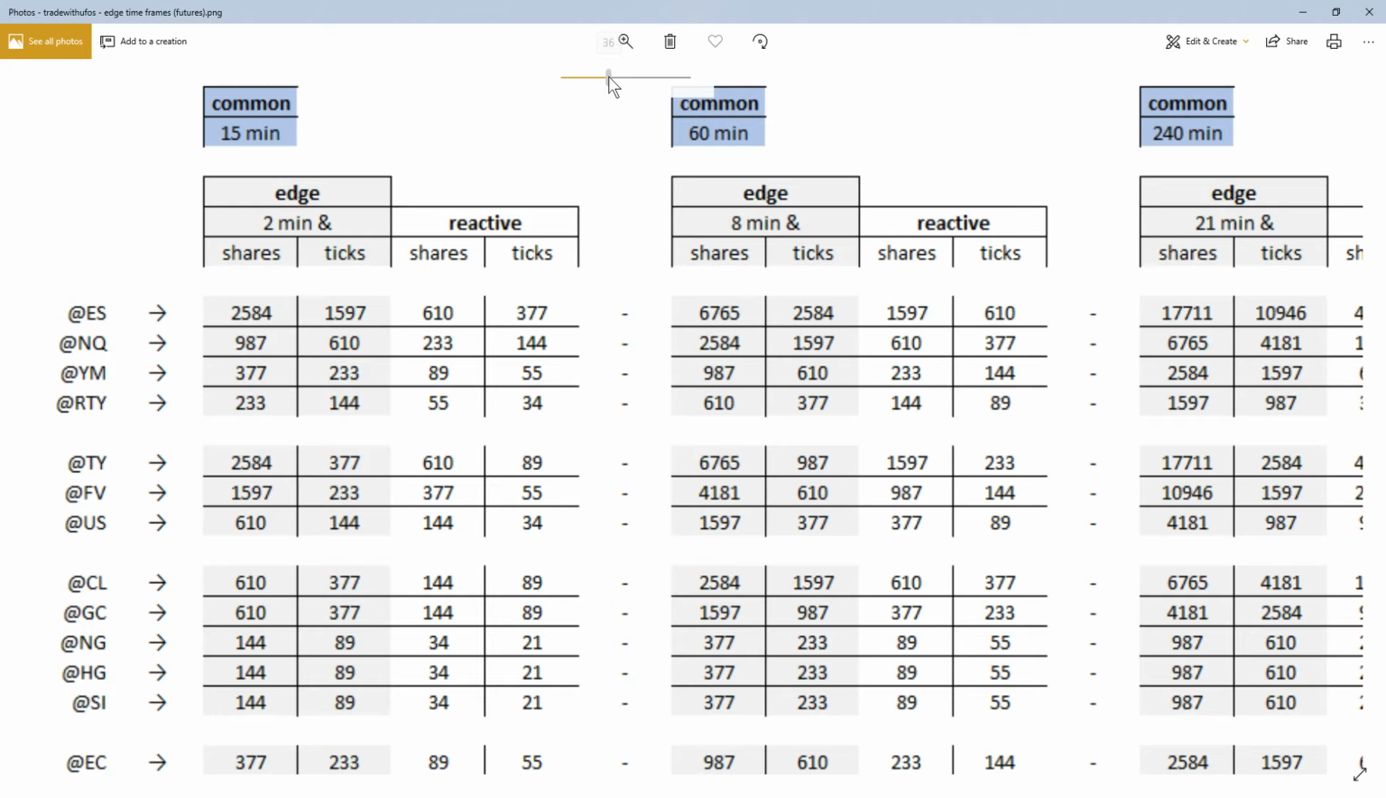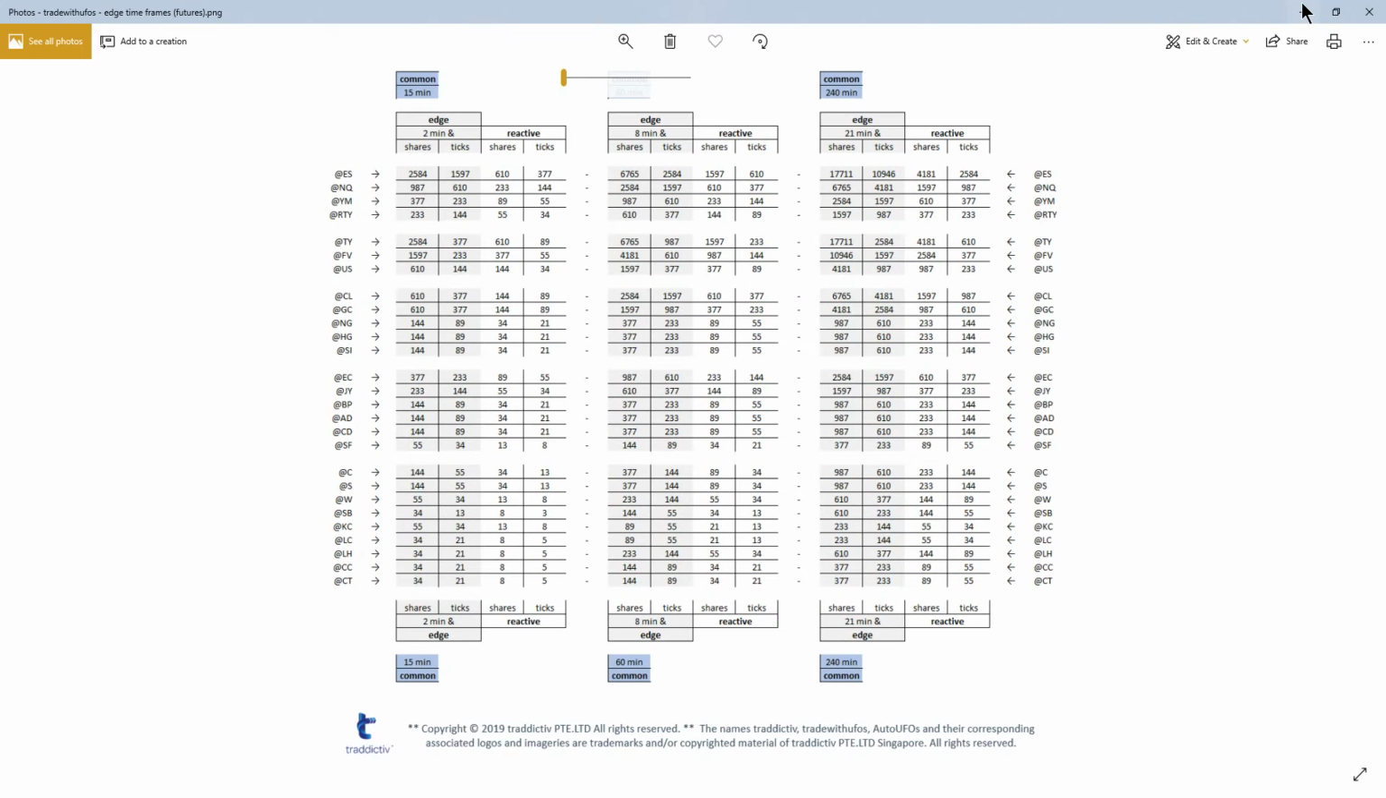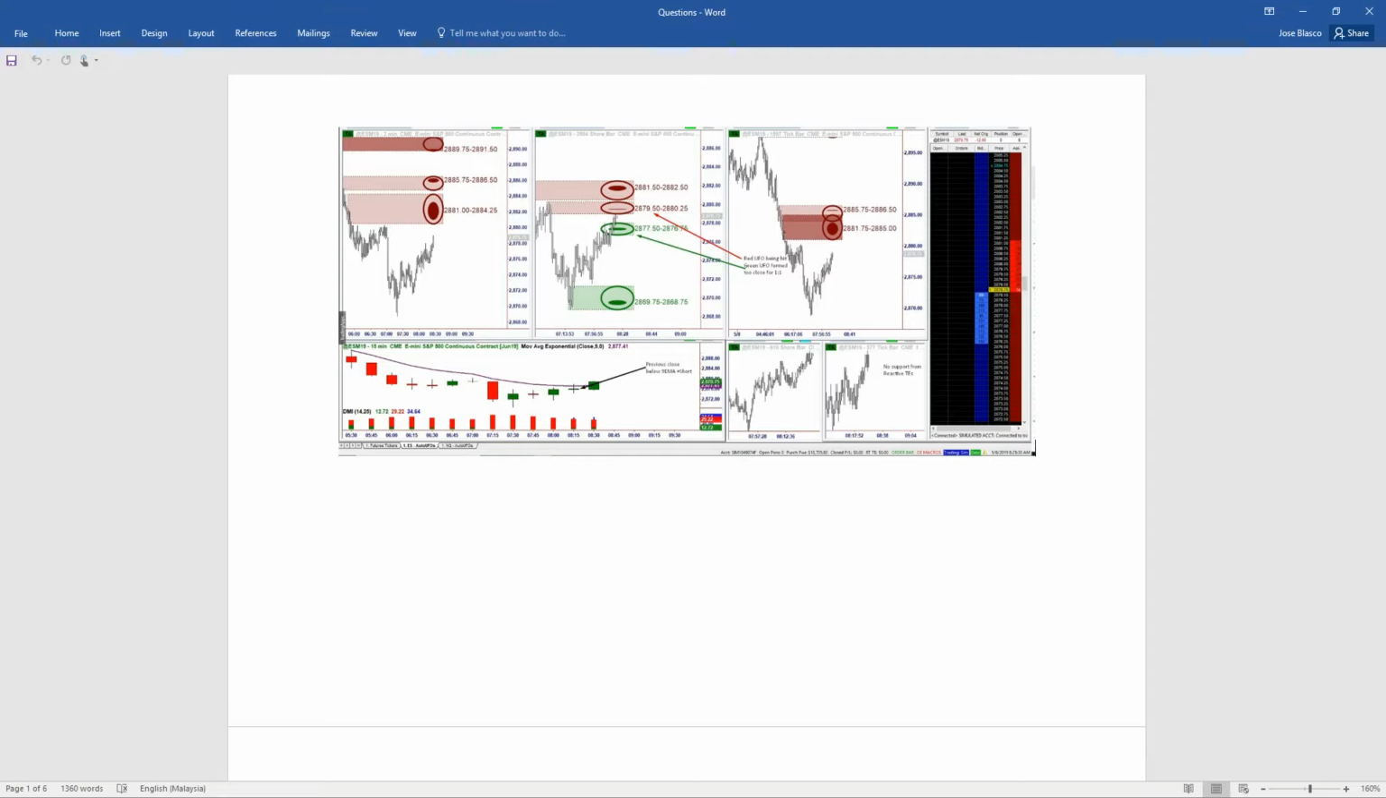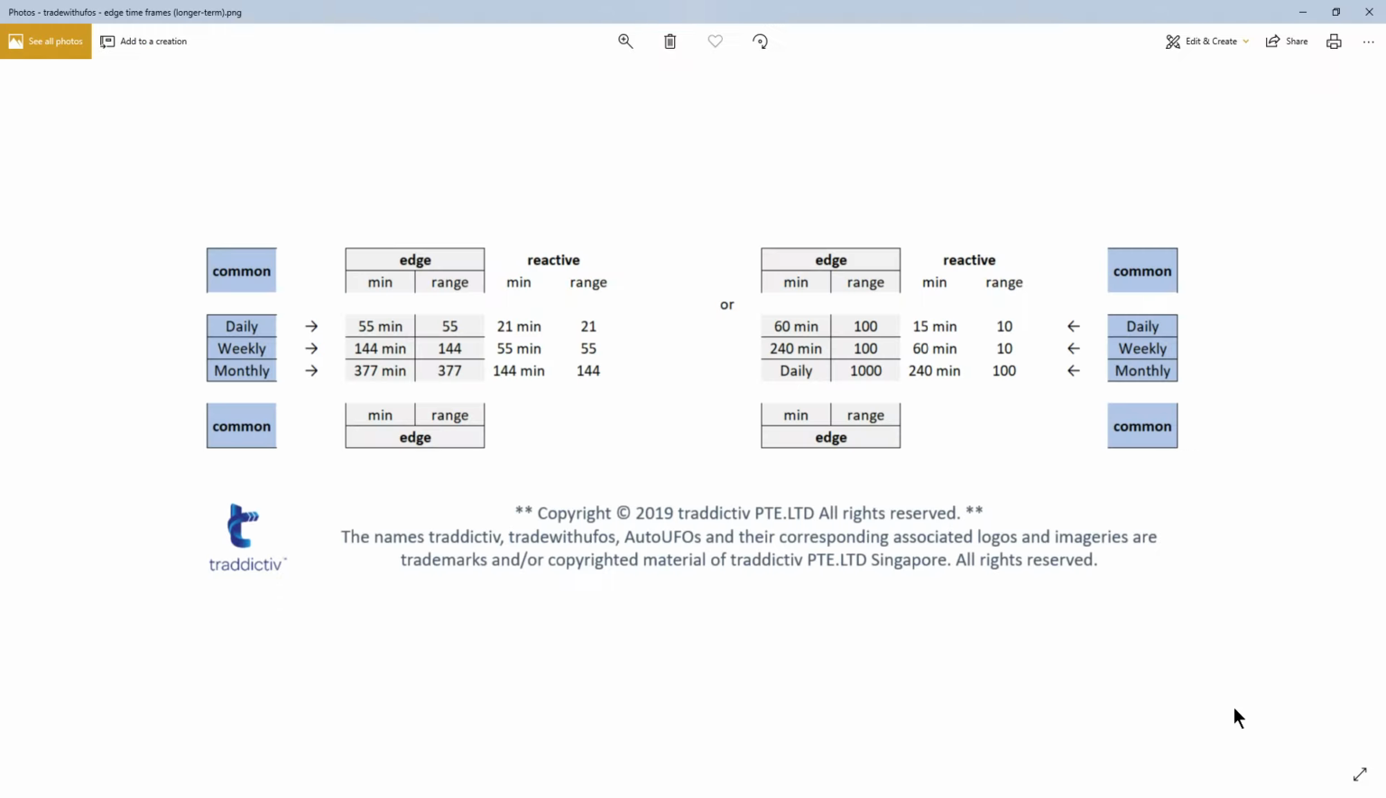Well, let's say you tell me, as you just said in the comments box, I like the daily charts, okay? Well, we haven't really covered that properly, but this would be what you would be doing, and we will cover that little by little. As a common time frame, you will be using the daily, okay? And using the daily as a common time frame, you would then use an edge time frame of 55 minutes, or 55 range, which is a time frame available in TradingView. I will need to talk about that, okay? So you have your edge time frame, your reactive time frame. You will be using 55 and 21, okay?